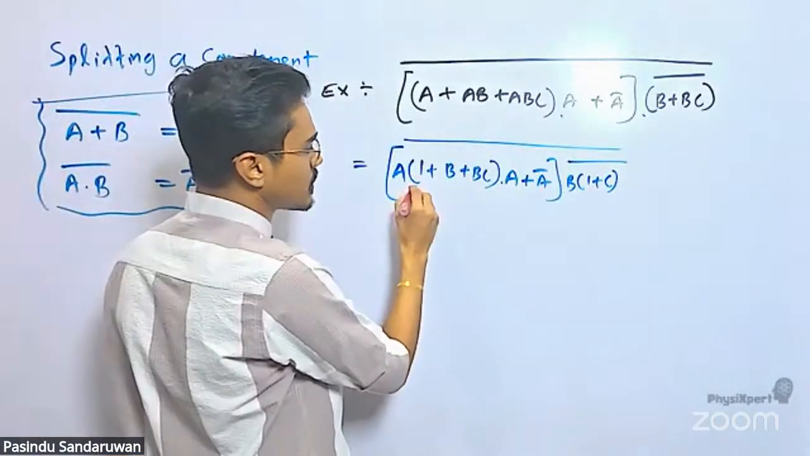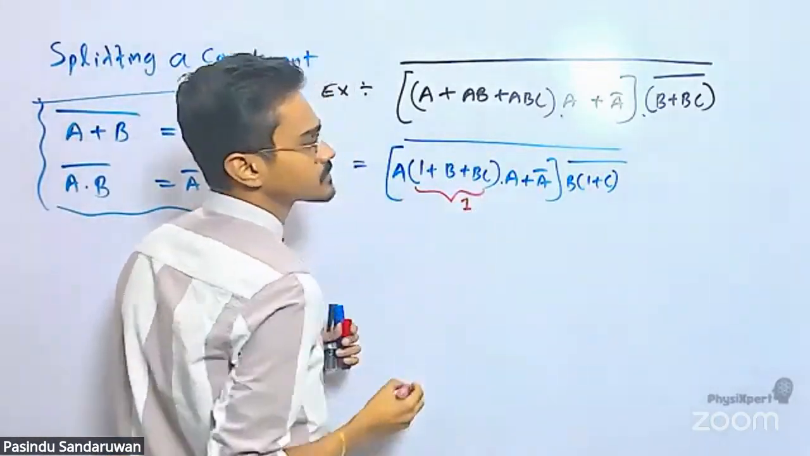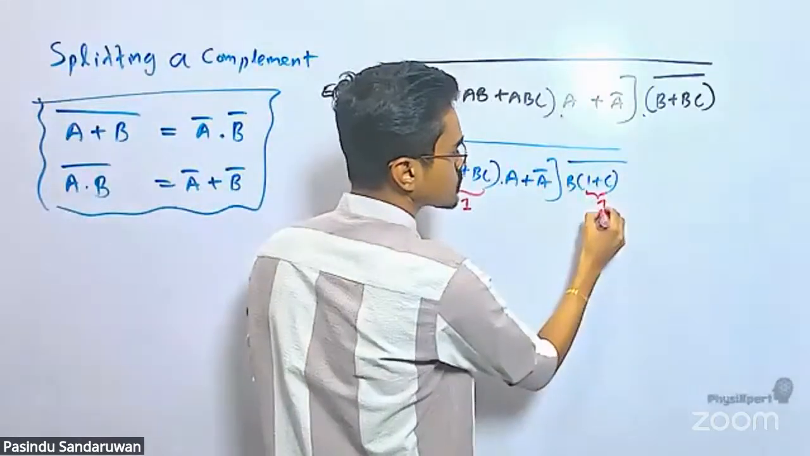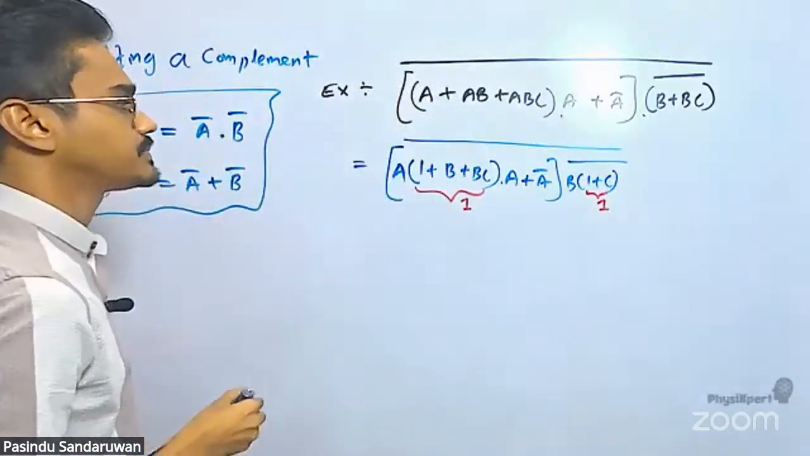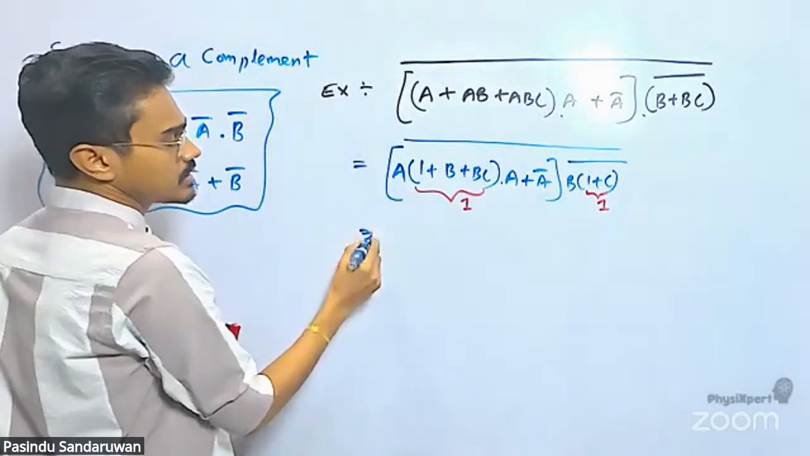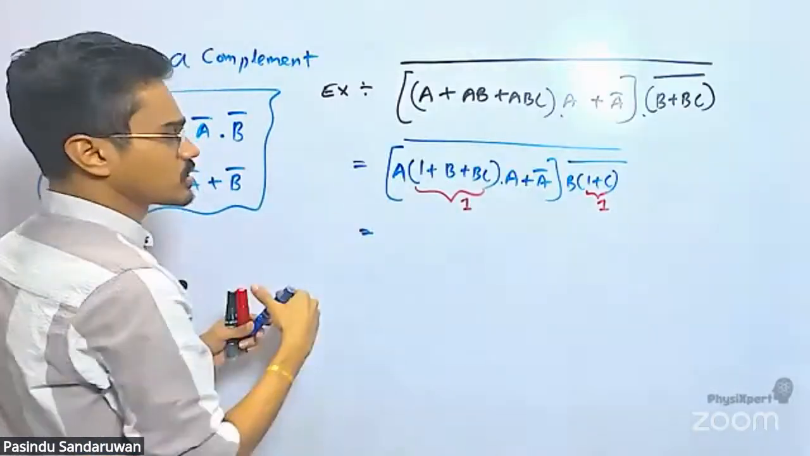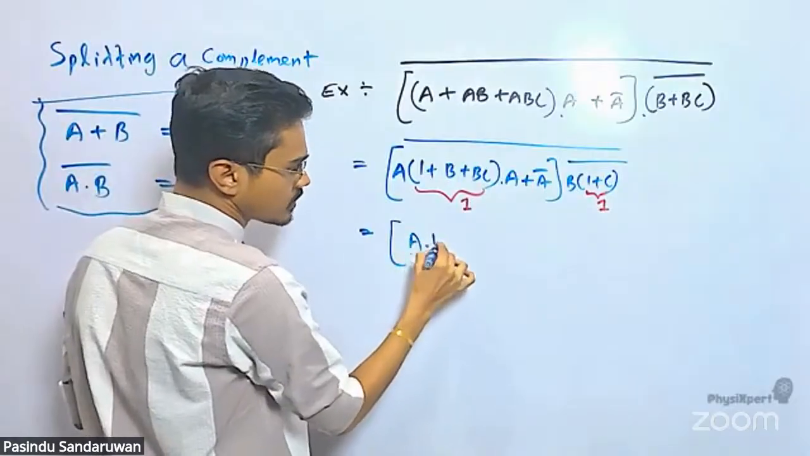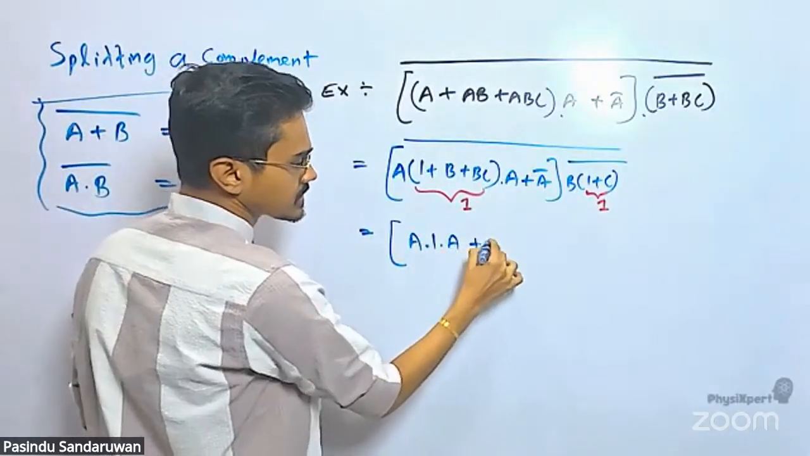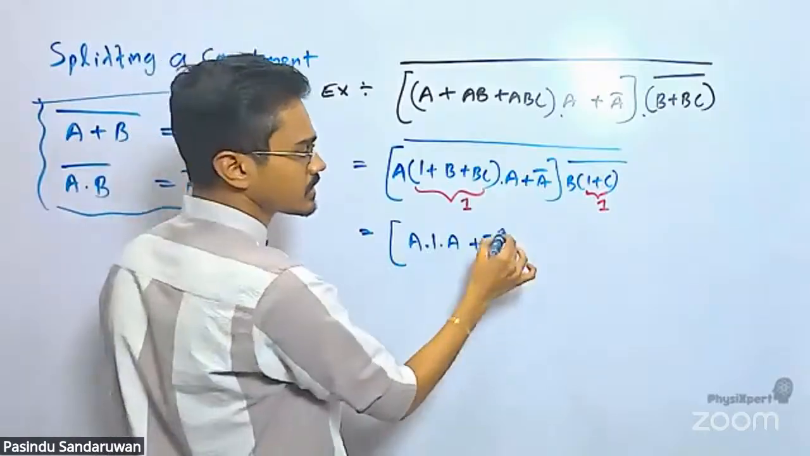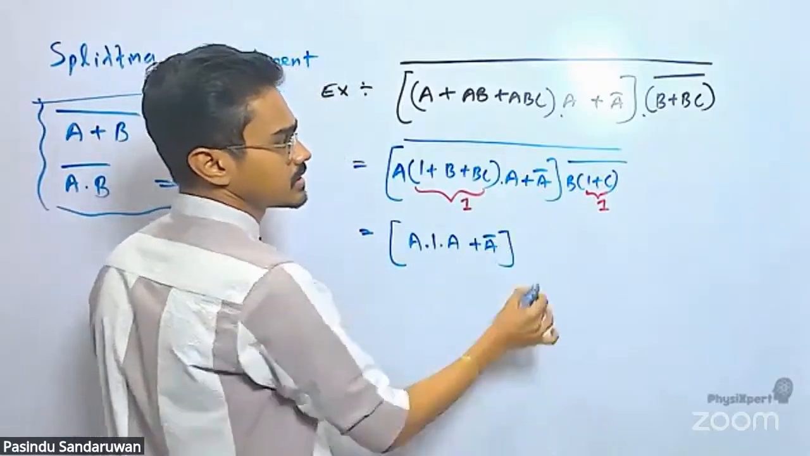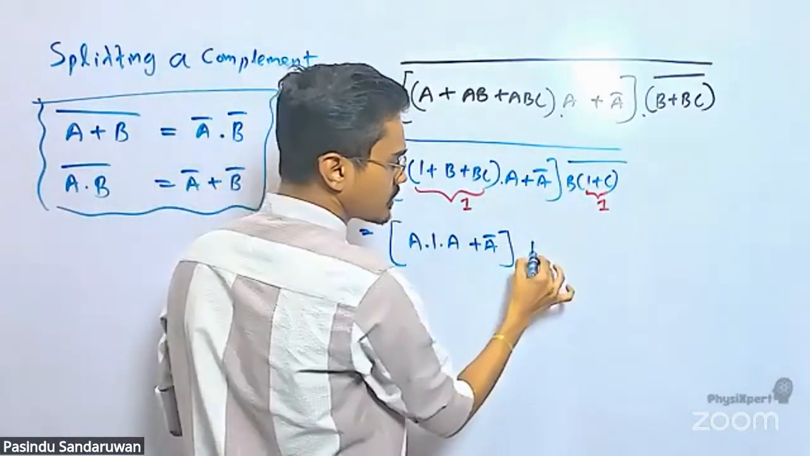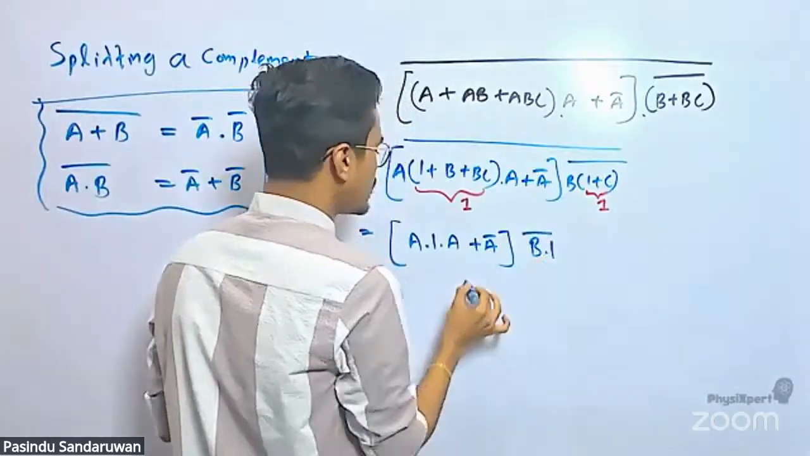1 plus anything is 1. Then this is 1. 1 plus anything is 1. This is also 1. Let's simplify this too. This is A dot 1 dot, bracket A plus A bar, and this is B dot 1, B bar, and a whole bar.